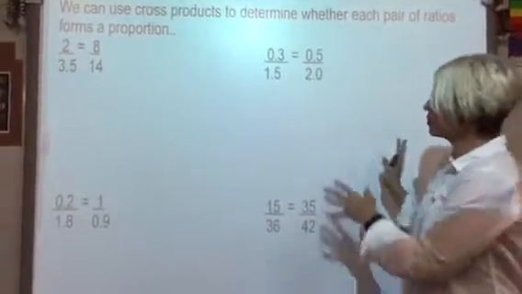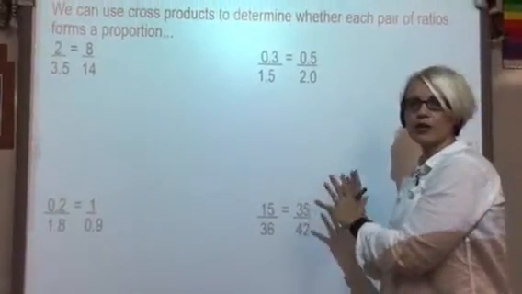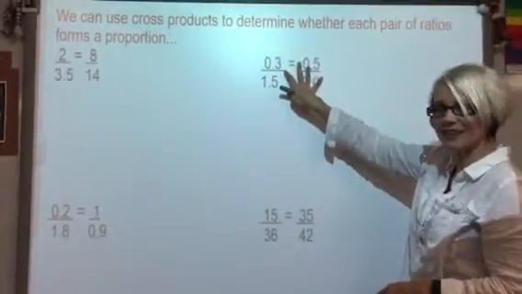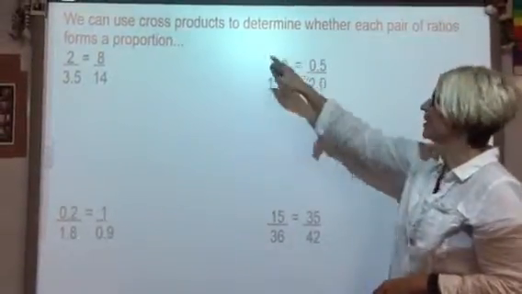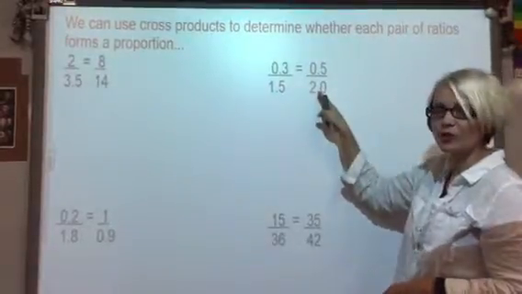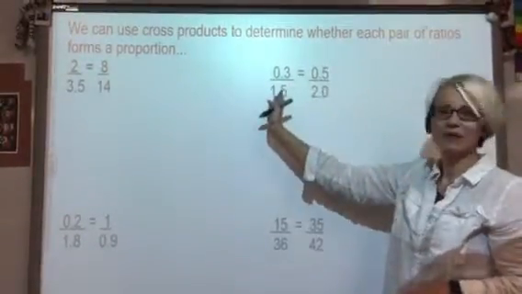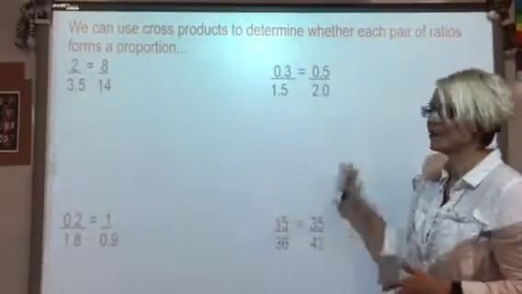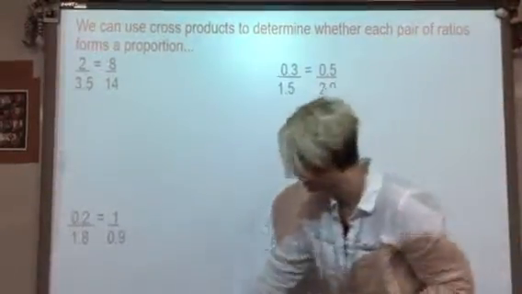Now some of your ratios will look like this. I just wanted to show you that you aren't always going to have really nice looking numbers. I can still do this with decimals. How? Well, start here. Do 0.3 times 2. And then do your 1.5 times 0.5. If they're equivalent, it's a yes. If not, it's a no. I'm going to put some of these in the notes for you to try so you can practice.